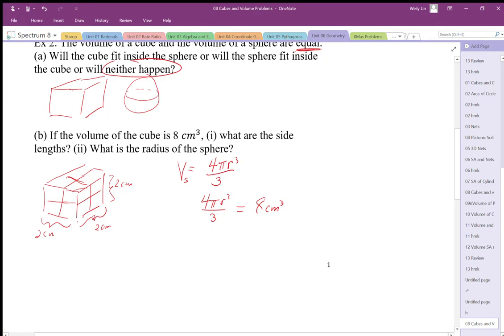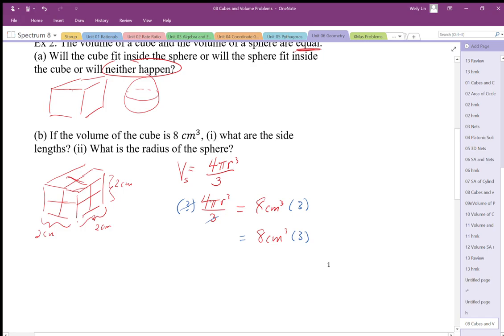I need to find r, which means I need to undo a times by 4 pi. I need to undo a divide by 3, and I need to undo the cube there. Well, I'm going to do this in steps. So what am I going to undo? I'm going to undo the divide by 3 by times 3. So I'm going to start with my 8 on this side, and I'm going to times 3 on both sides. So I'm going to end up with 3 on this side because those 3's cancel.